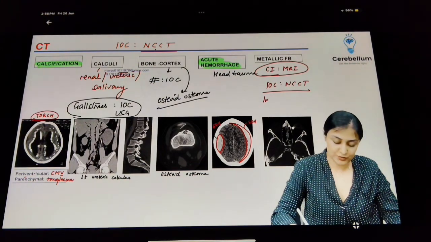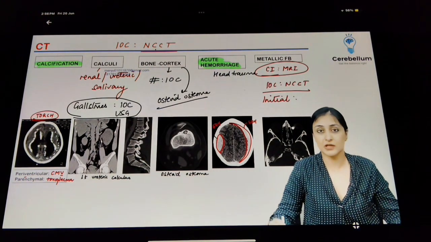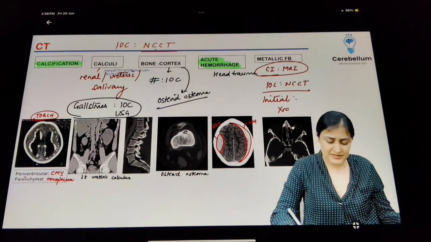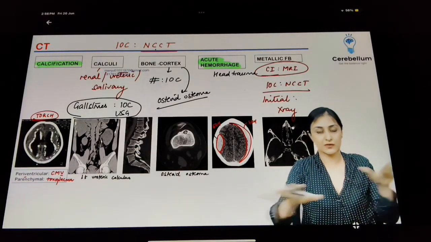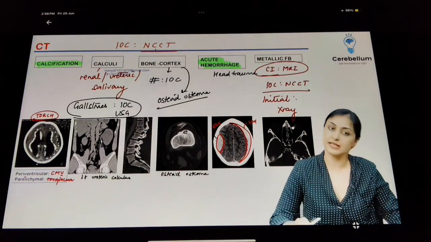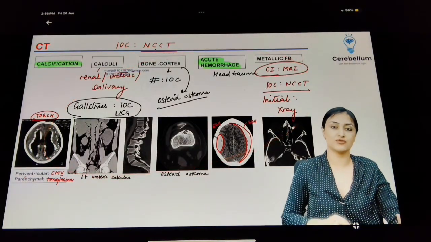Is this clear? If you ask me that, what is first investigation? See, remember the thumb rule. Whenever CT is the best, X-ray is the first, because X-ray will tell you, okay, something is white. Now you do a CT and figure out where exactly it is, right? So always wherever we are seeing all of these, the initial is X-ray, best is CT, right? So this is our thumb rule page, very important page for CT scan.